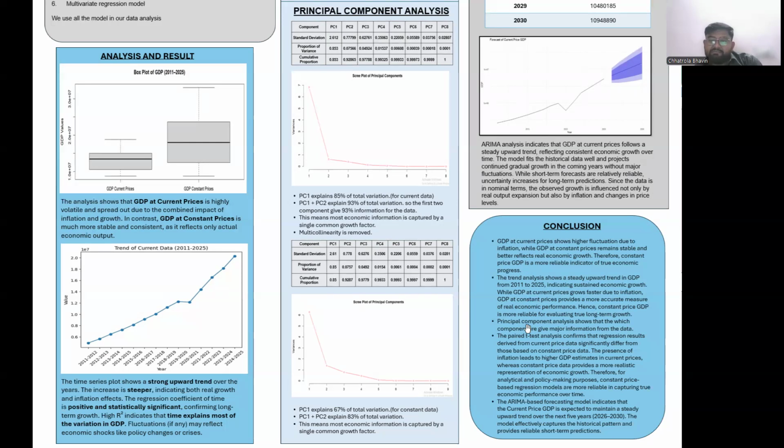Then after that, the principal component analysis shows which components give major information from the data.